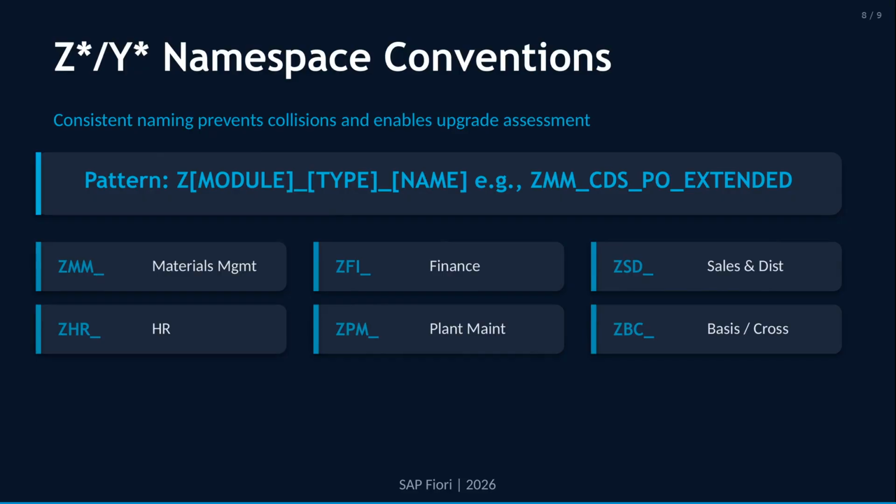Namespace conventions sound mundane, but they prevent collisions that are painful to resolve. The Z* namespace is the standard customer namespace. All custom objects should start with Z. The Y* namespace is reserved for custom objects that may be temporary or experimental. Within Z*, establish a prefix convention: Z followed by a 2-letter module abbreviation followed by an underscore. For example, ZMM_ for materials management, ZFI_ for finance. This makes it immediately clear which functional area owns the object.